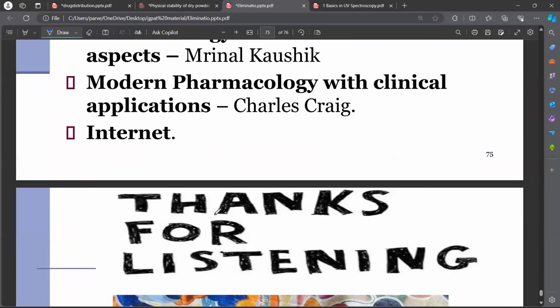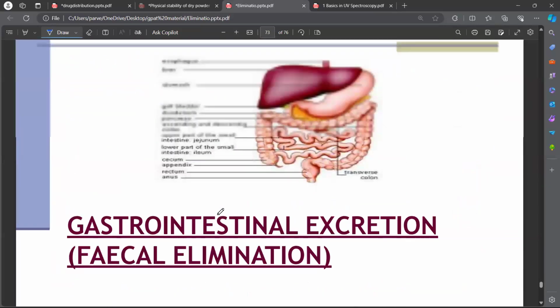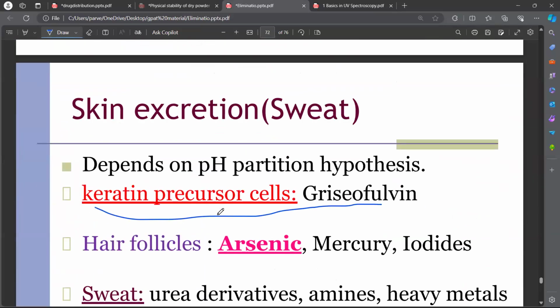These are the different references which you can go through. So this is all about distribution and elimination. Up to now, do you guys have any doubts?